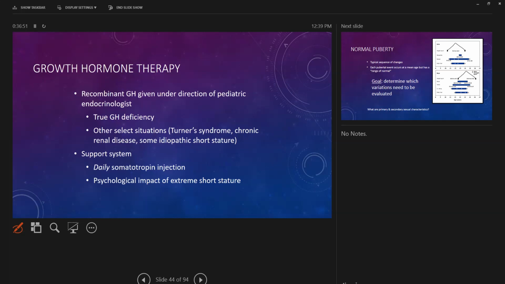We also want to be mindful that there are certain situations like Turner syndrome, chronic renal disease, and idiopathic short stature that we don't want to just completely forget about. And we also need to make sure that this child has a family support system. They're going to do daily somatotropin injections, which is never fun. And there is going to be a psychological impact from having extremely short stature.